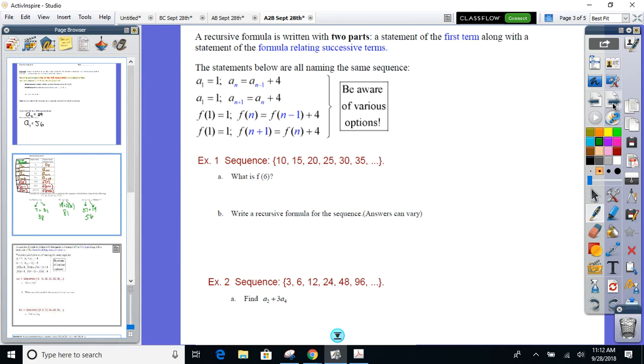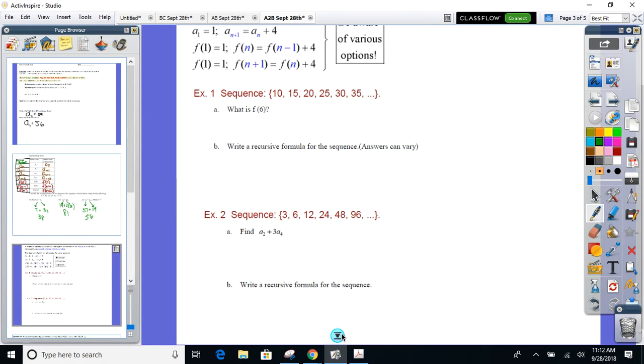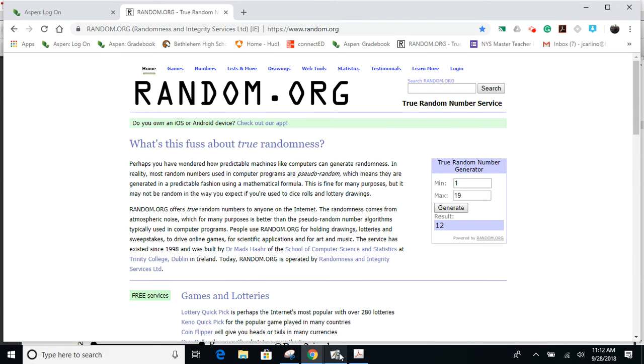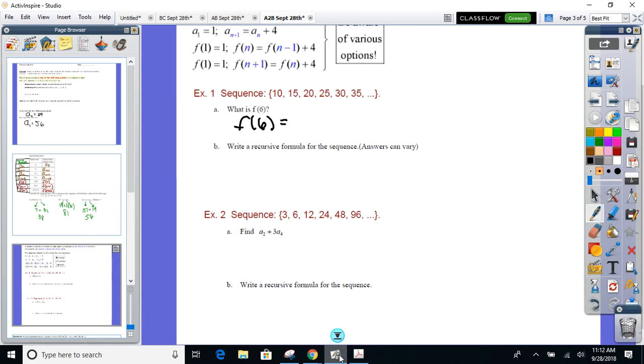Okay. I'm going to skip all this part here. We've already written this down. I'm going to go right to example 1. Everyone see the sequence I've given you, 10, 15, 20. Can somebody find what f of 6 is before I begin my new talk here? Remember, this is the different way I can write the notation instead of using the capital A. F of 6 is 35, the 6th term. All right, here we go. Focus in now.